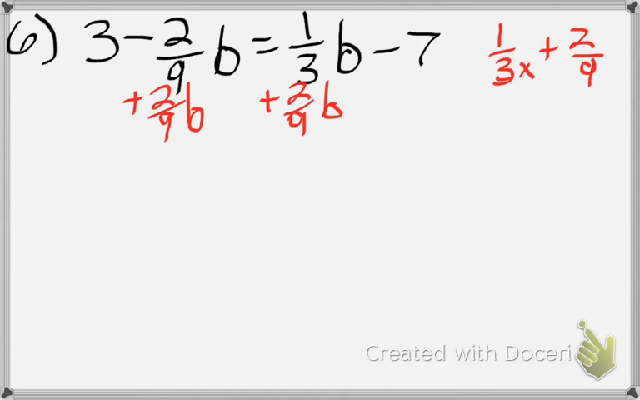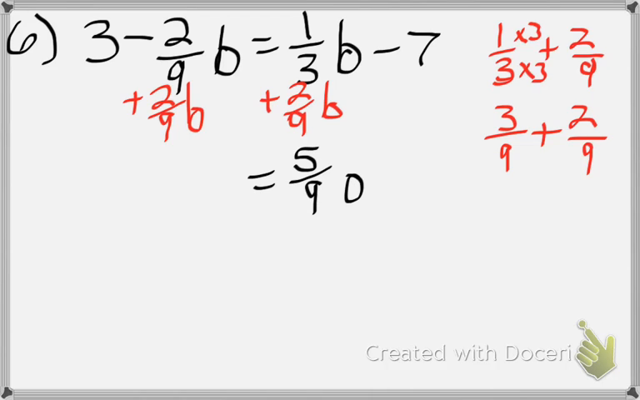So that means we have to multiply this by 3, this by 3. So we end up with 3 over 9 plus 2 over 9. That's what we're working with here. And so that's going to give us 5 over 9. That's what we're going to have. So this means on the right side, we're going to have 5 over 9 times b. Now look, we drop everything else down. We have to drop it down.